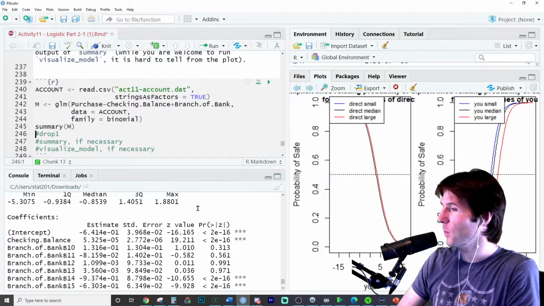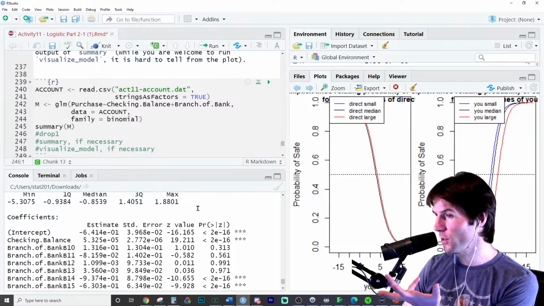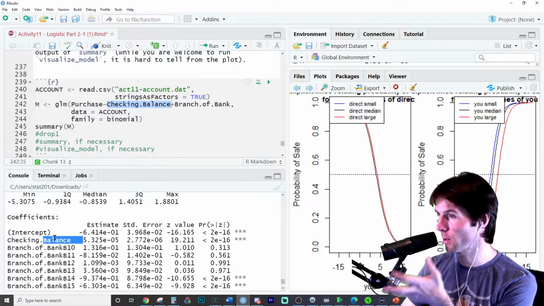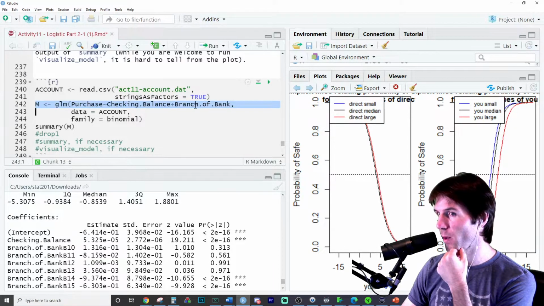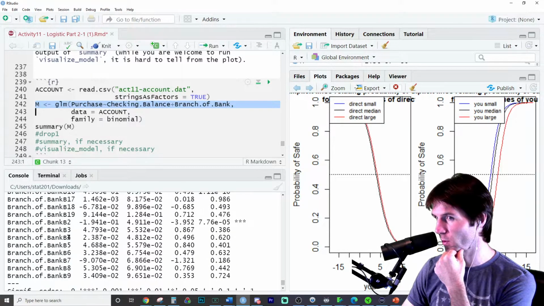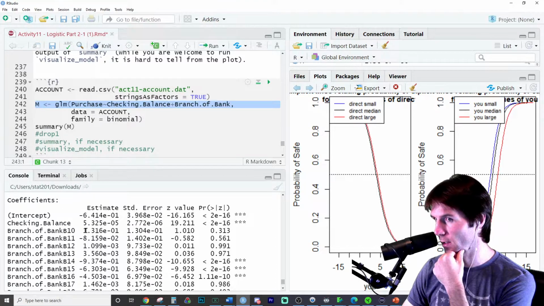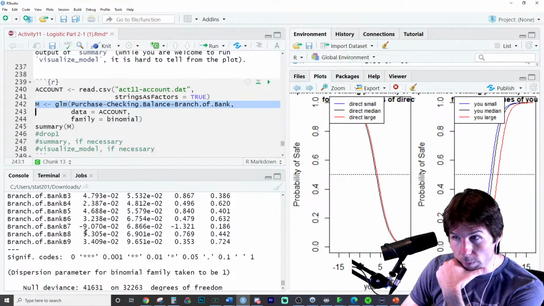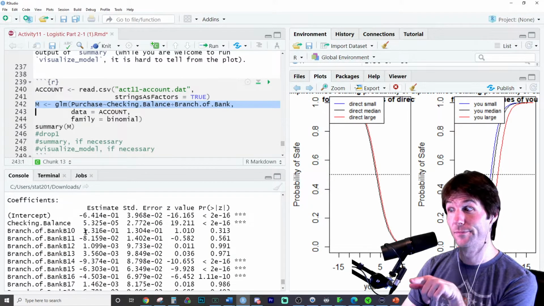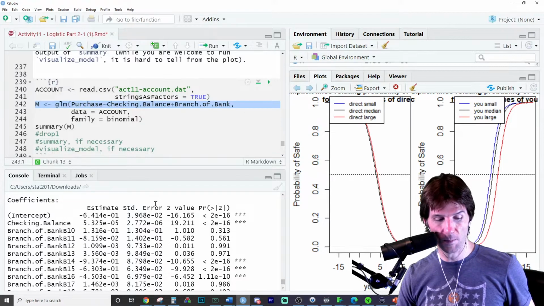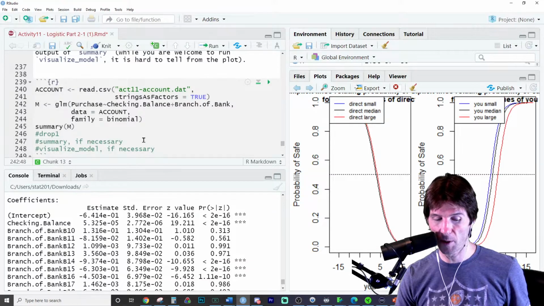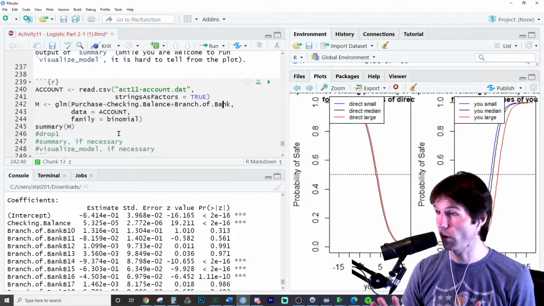So the question would become, why would we use a drop one? Drop one is used, if you notice, we only put two variables in here. We put in checking balance, which is right here. It's quantitative, so it only brings in one coefficient. But branch of bank has a bunch of levels to it. It does it kind of alphabetically, so the 10 comes first. And then you get like the, where's the 1 at? Oh, is there no bank 1? Oh, what am I thinking? It's the reference level. The other ones are the indicators. I was like, where's branch of bank 1? So this is in comparison to branch of bank 1, how the probability of someone making a purchase would differ.